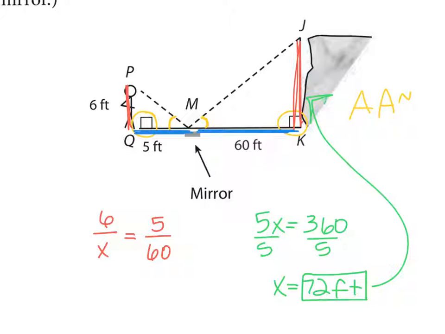All right, so again, next time you're in the desert, hanging out with a mirror, and the sun's at high noon so you don't have a shadow, you can use this method to figure out how tall something is.